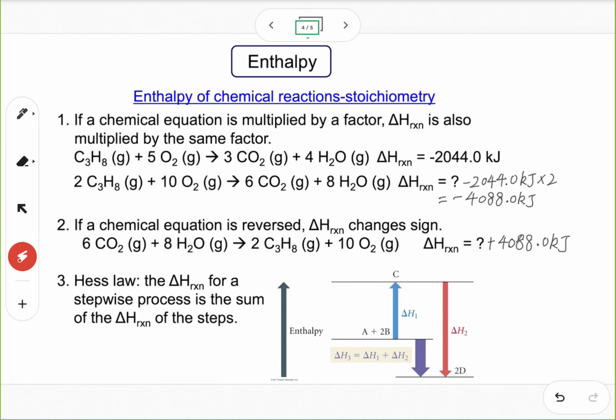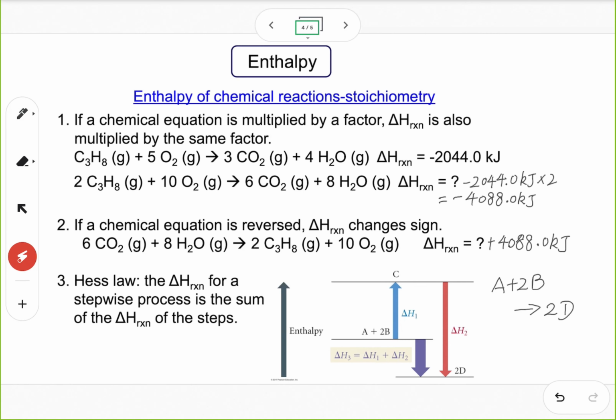Here is the description. The delta H reaction for a stepwise process is the sum of the delta H reactions of the steps. It might be a little bit confusing, but that's okay. Let's use this picture to discuss. Well, the overall reaction is A plus 2 equivalents of B. It generates 2 equivalents of D. This is the overall reaction, and you can break this overall reaction into 2 steps.